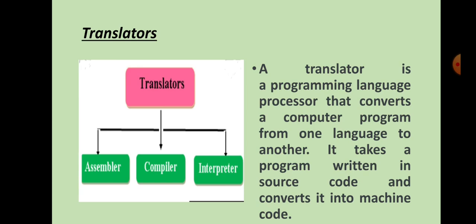Now, the translators. Translators are programs that convert a computer program from one language to another. It takes a program written in source code and converts it into machine code. There are three types of translators: assembler, compiler, and interpreter.